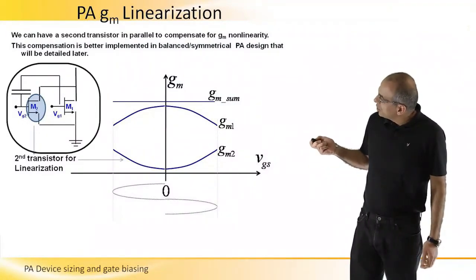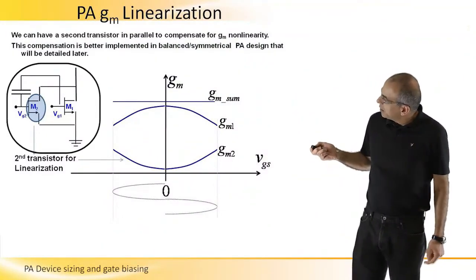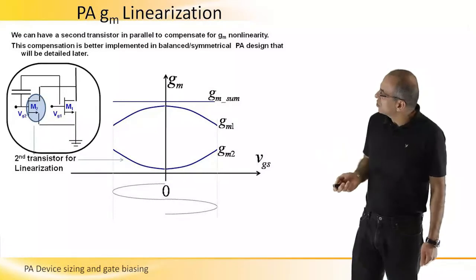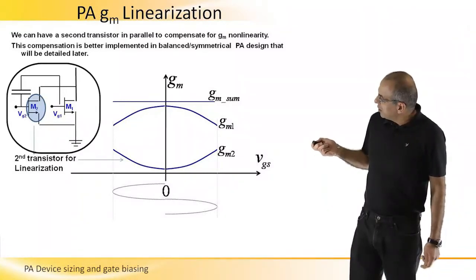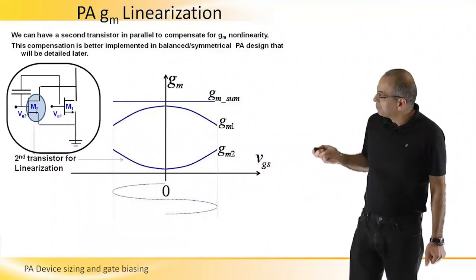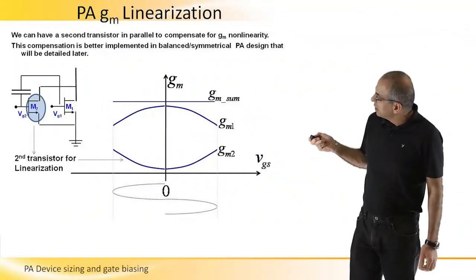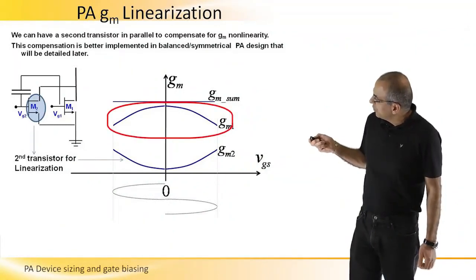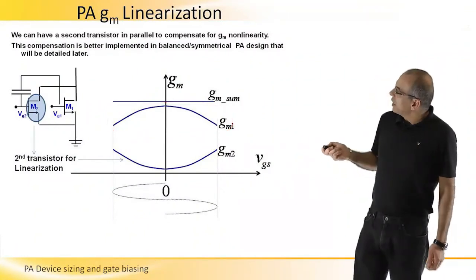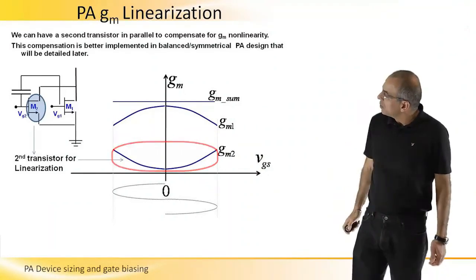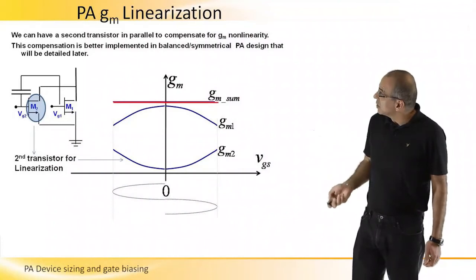So a schematic way to do it is to take the original PA and connect another transistor in parallel. We need to make sure that they are in parallel in AC, and this is the capacitor that enables that. Each one of them will be biased at different VGS. So the original one will be biased in a VGS that will give us this parabolic behavior, and the compensating transistor is supposed to give us this behavior, and of course the sum will be relatively constant.